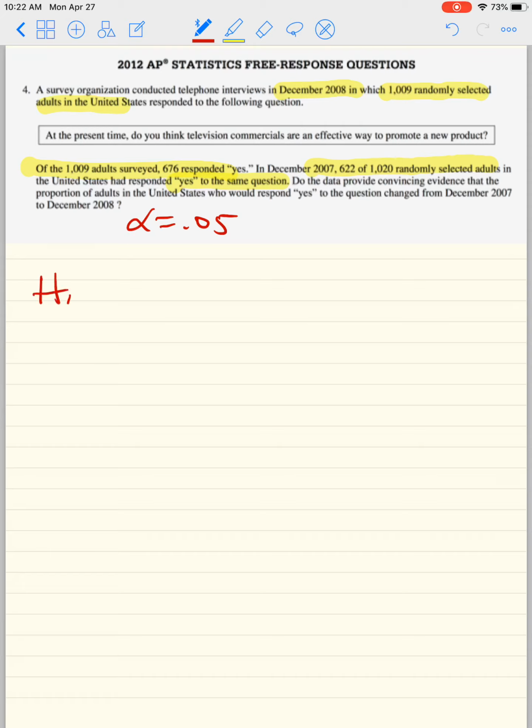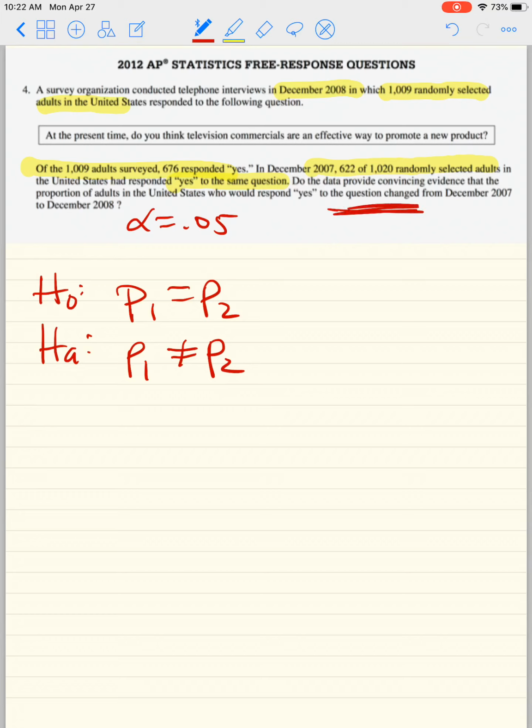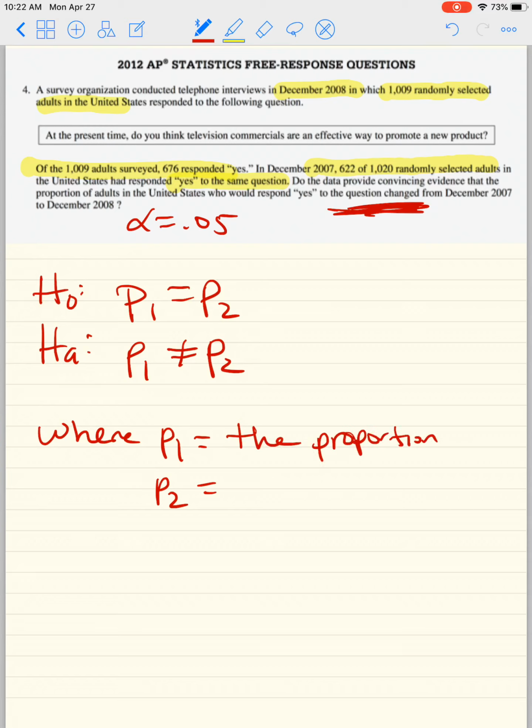You're going to start with step one, which is H0 and HA. We're going to do P1 is equal to P2, and P1 does not equal P2. We said does not equal because of the word changed. You have to define your parameter of interest, where P1 is equal to and P2 is equal to. So we need to use the word proportion in both cases, where P1 is the proportion of people who responded yes in 2007, and then P2 would be 2008.